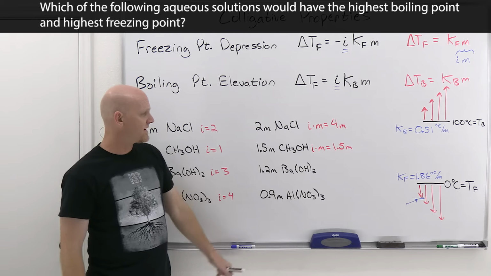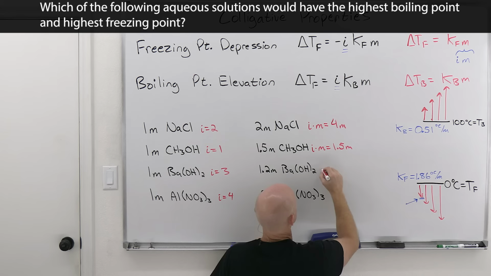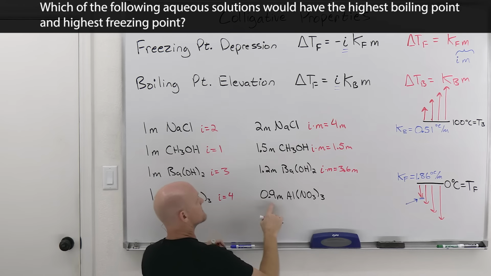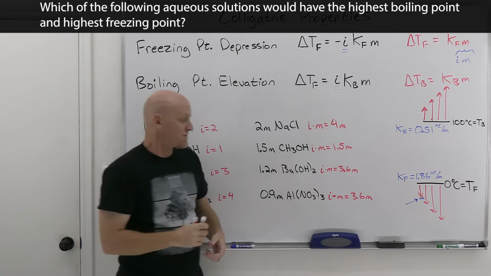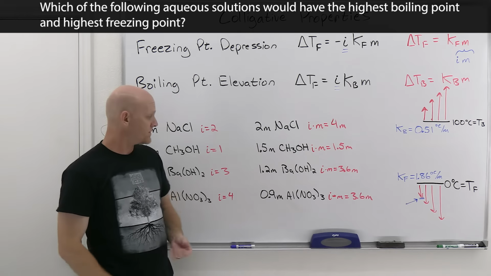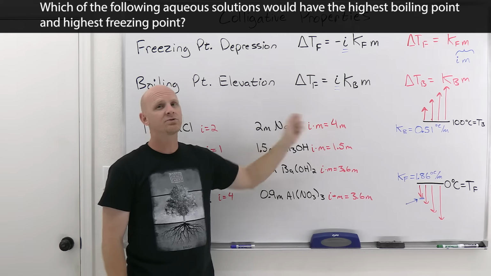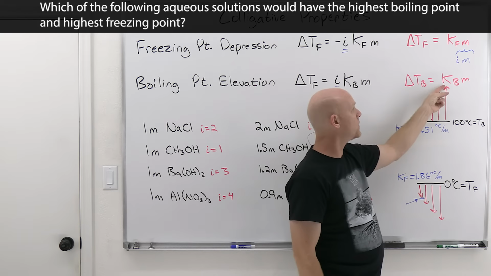For barium hydroxide here, again, its van 't Hoff factor was 3, and 3 times a molality of 1.2 is 3.6. And then finally, for aluminum nitrate, its van 't Hoff factor was 4, and 4 times 0.9 is also 3.6. And so we find out that the greatest overall concentration of particles is not the aluminum nitrate anymore, but it's actually the NaCl with an overall total particle concentration of 4 molal.